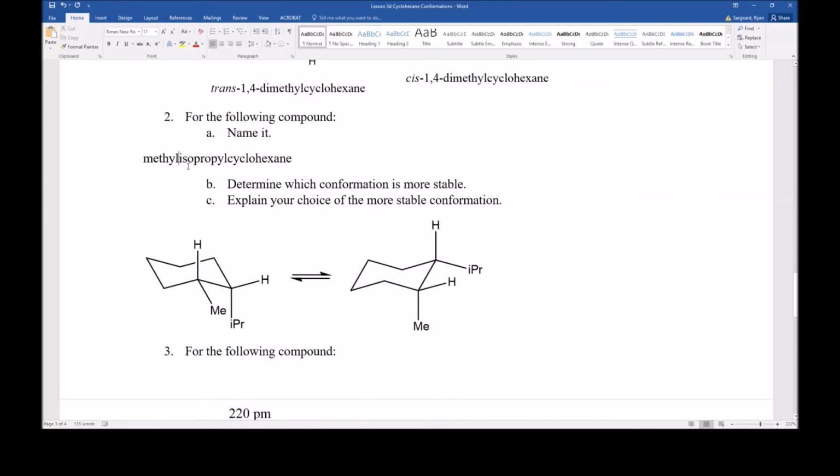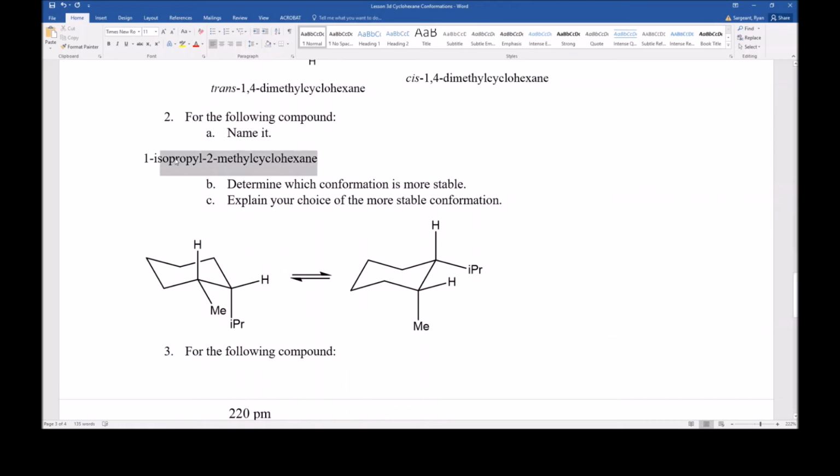ISO is not a numeric designation, so I'm going to give the I the number 1, and I'm going to give the M the number 2. I also need to put these in alphabetic order, so the isopropyl is actually going to come first. So the name of this would be 1-isopropyl 2-methyl cyclohexane.